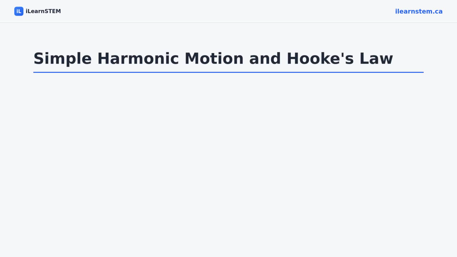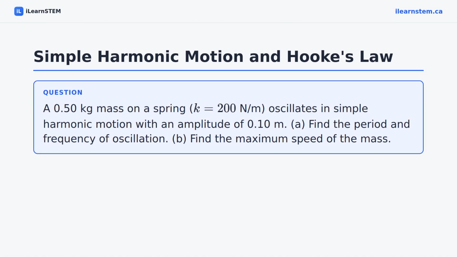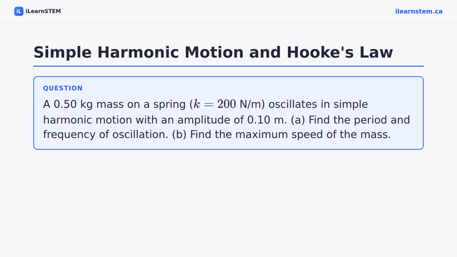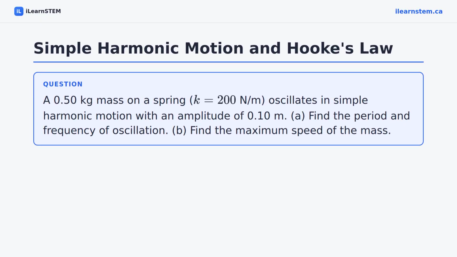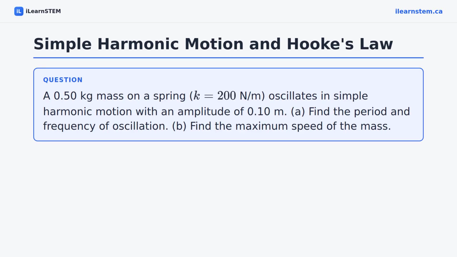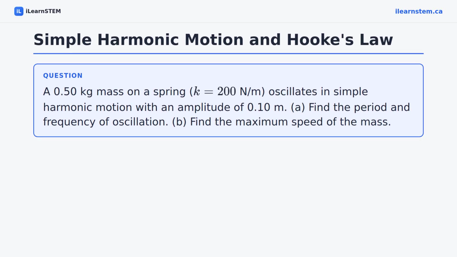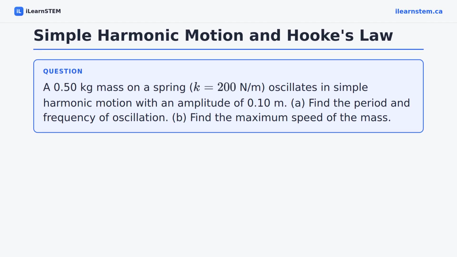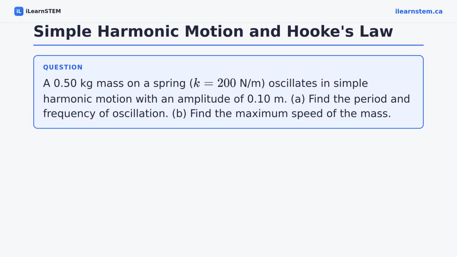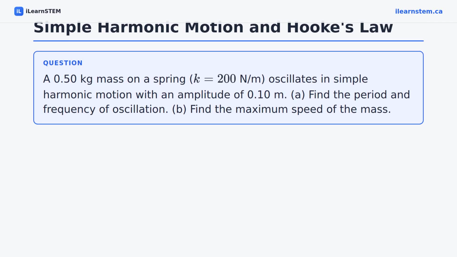We'll practice finding the period, frequency, and maximum speed of a mass spring system in simple harmonic motion. Here's the problem. A 0.50 kilogram mass on a spring with spring constant 200 newtons per meter oscillates in simple harmonic motion with an amplitude of 0.10 meters. Find the period and frequency of oscillation, and find the maximum speed of the mass.